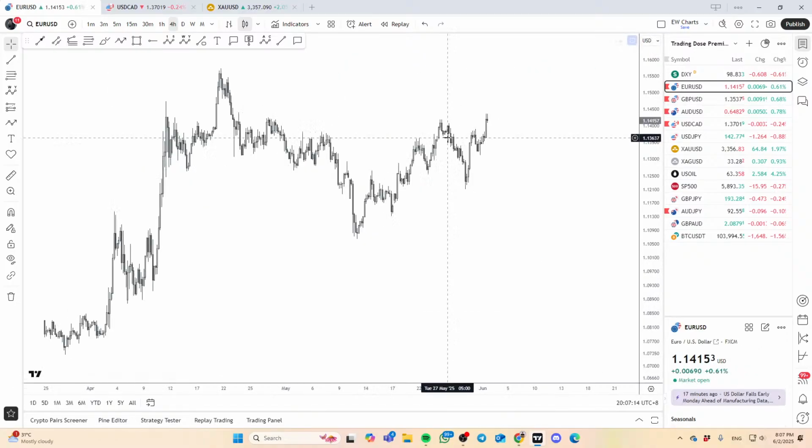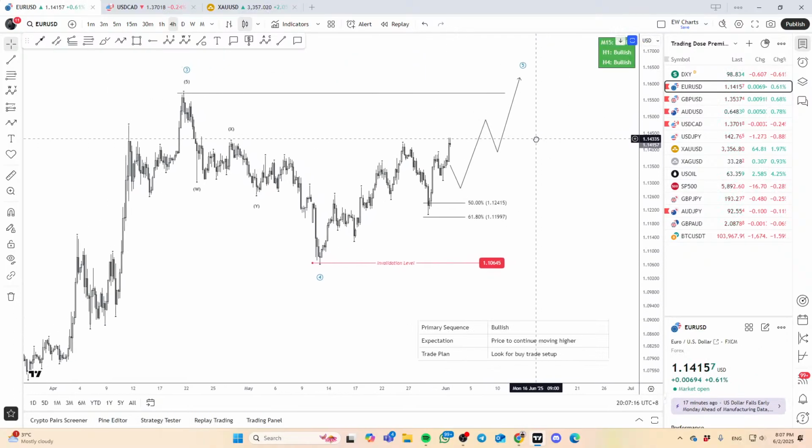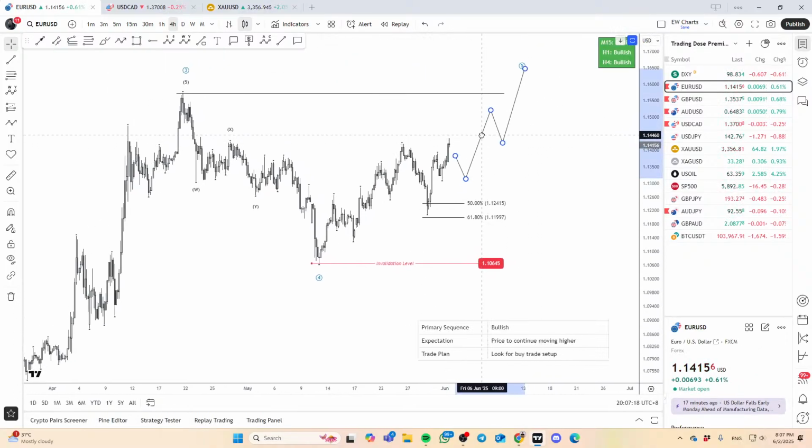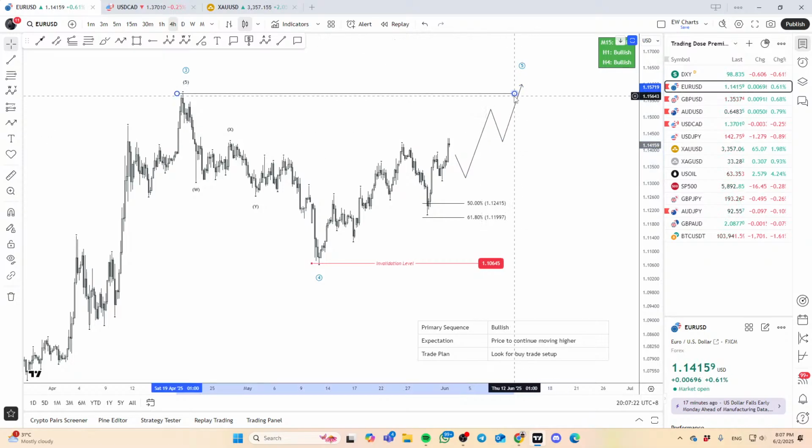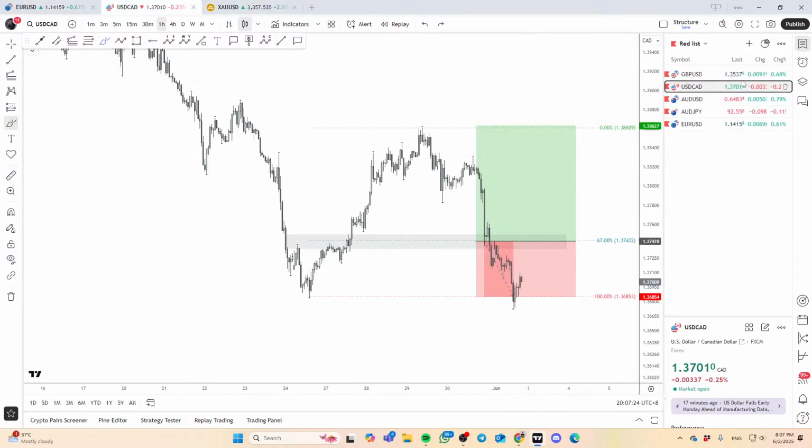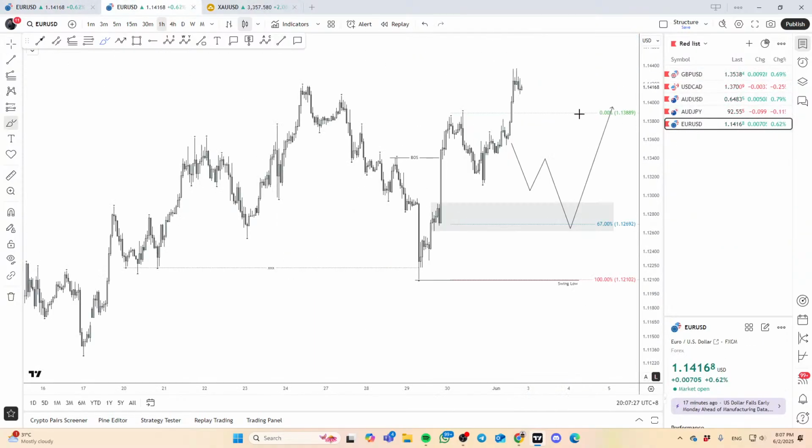So that will put us on the euro dollar being bullish as well. Of course we're expecting upside, and we'll be looking for buy trade setups. We do have one here today, but price continued to move higher, so it did not really pull back. We just need to then wait for the next setup to establish itself.